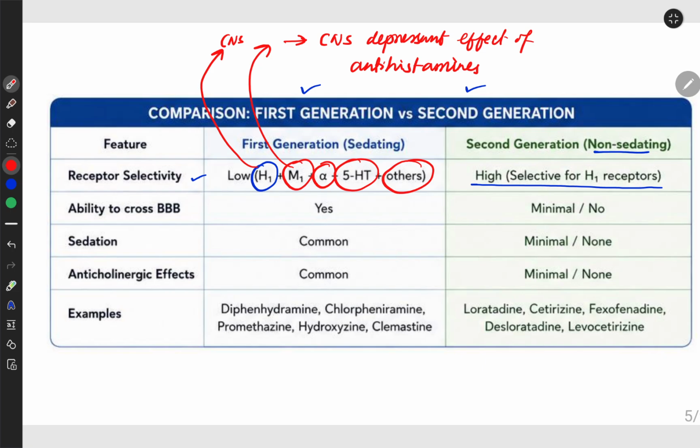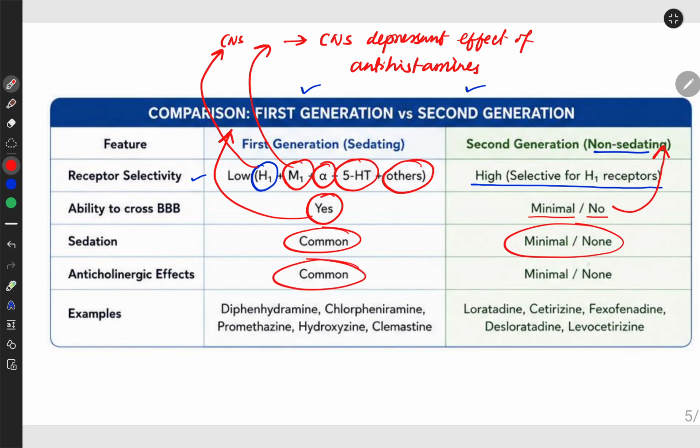All first generation antihistaminics cross the blood brain barrier, and that is why this effect is produced. Whereas the second generation antihistamines have minimal or no crossing of the blood brain barrier. As a result, they became non sedating type. Sedation is common in first generation, whereas in second generation sedation is either minimal or none. Anticholinergic side effects are common in first generation, whereas in second generation the anticholinergic side effects are either minimal or none. Examples of drugs you have already seen.